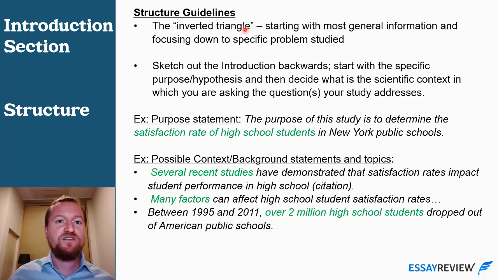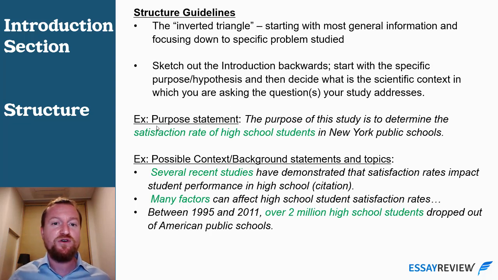As we looked at in the first graphic, the inverted triangle or upside down triangle shows that you start with the most general information and then focus down to the specific problem. And some ways you can create the introduction is to start with the specific hypothesis. You'll probably have that in mind before you write, right? When you're doing the study, you have a hypothesis, and then you're going to build upon that and decide what your context is. What are the research questions that your study is going to try to answer?